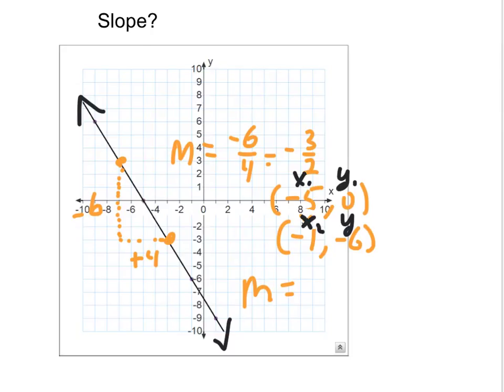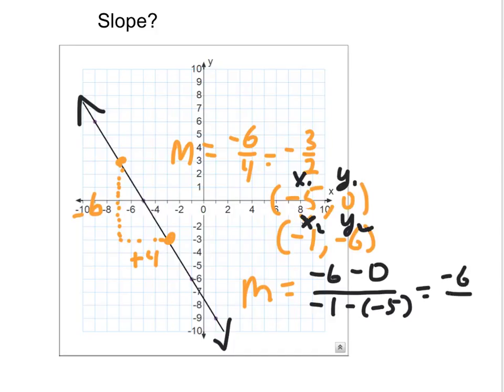So that's y2. y2 is -6 this time. y1 is 0. x2 is -1. x1 is -5. So it's minus -5. Be real careful with your signs. That will get me, once again, -6 over +4, because it's -1 plus 5, right? So once again, I get -3/2. Now, you might get where the negative ends up in the denominator. That's totally fine. If you got 6 over -4, you're still getting -3/2.